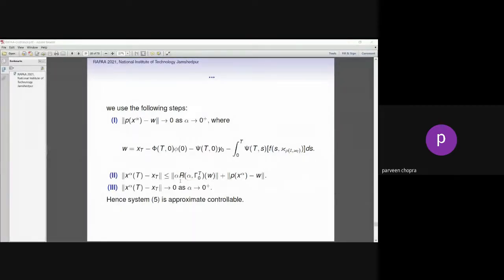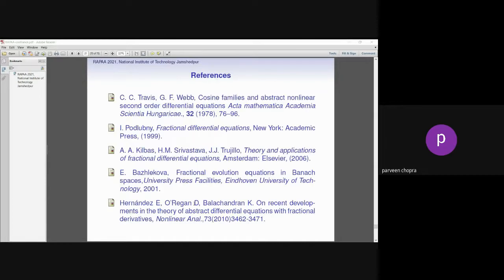In the second step, we get the norm of x alpha t minus x of t is less than or equal to the norm of the resolvent operator plus the norm of p of x alpha minus w. And in the third step, we get the norm of x of alpha t minus x of t approaches 0. So with the help of these three steps, we see that the system is approximately controllable.